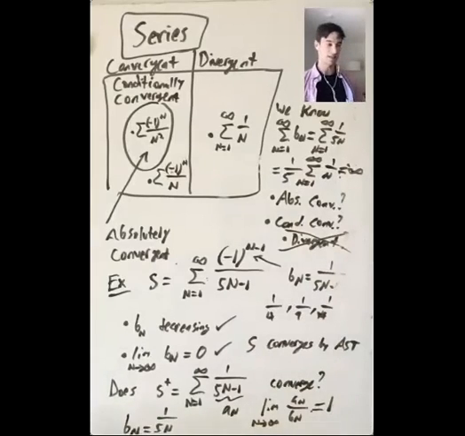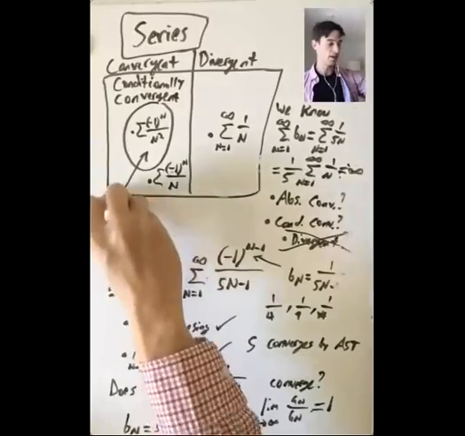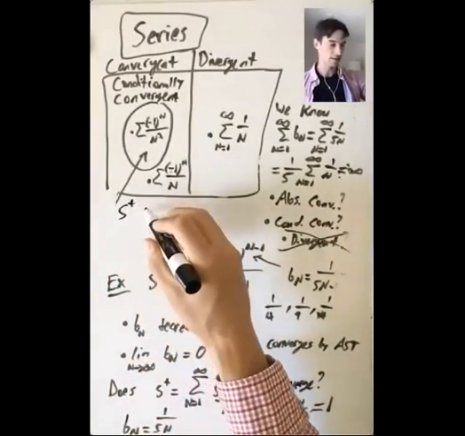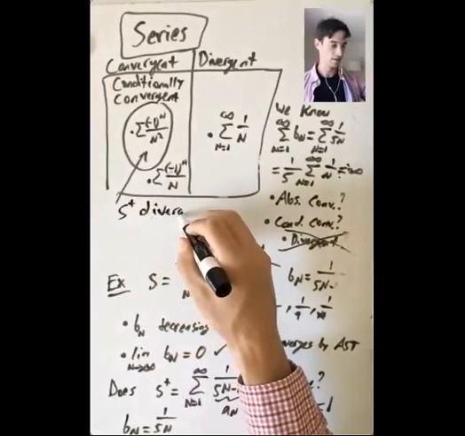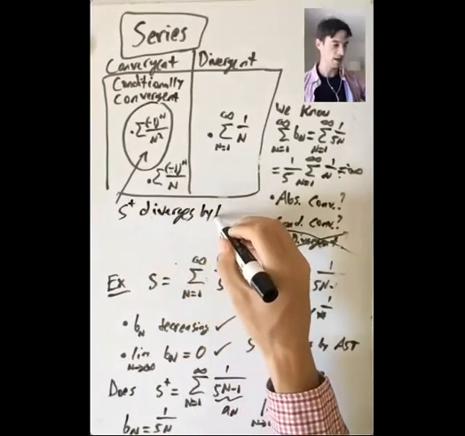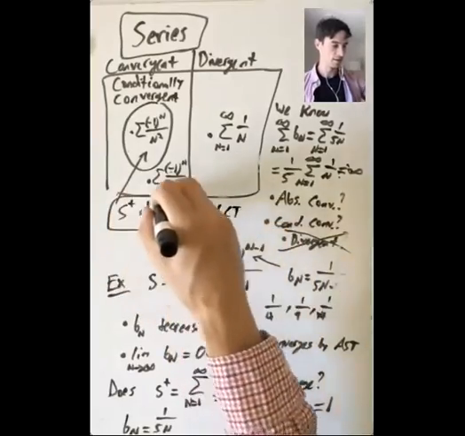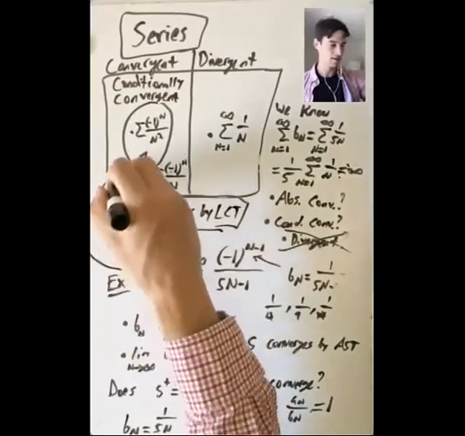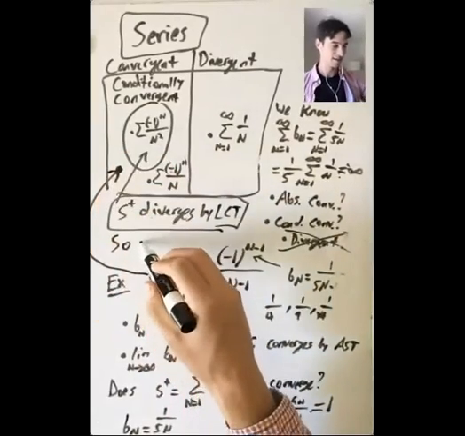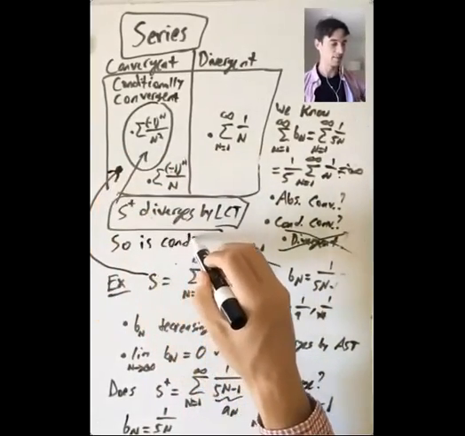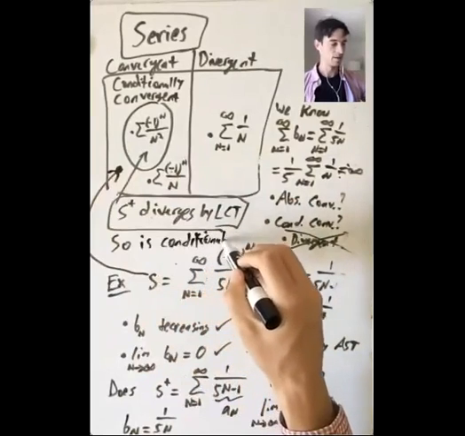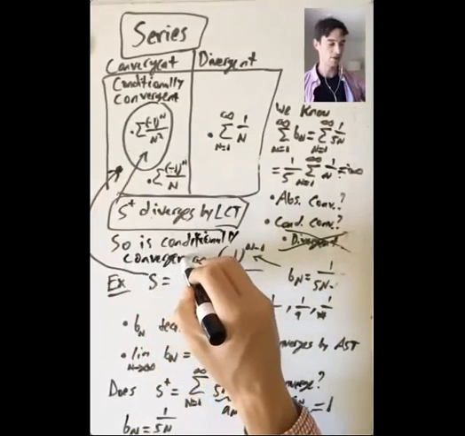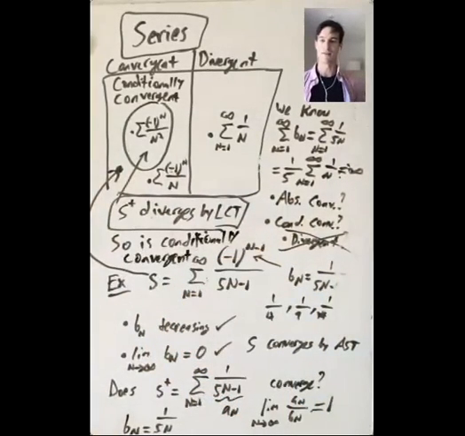I'm just going to erase and quickly write the conclusion here. And we'll say that S plus diverges by the limit comparison test. So S, this series here, belongs in this piece. S is conditionally convergent, meaning S converges, but S plus diverges.